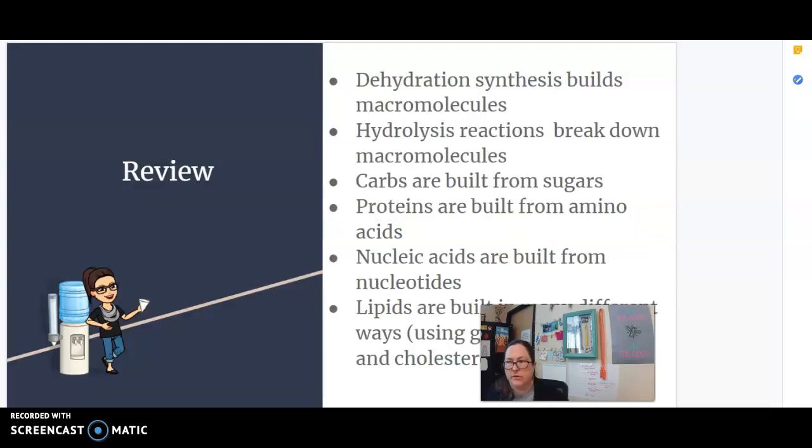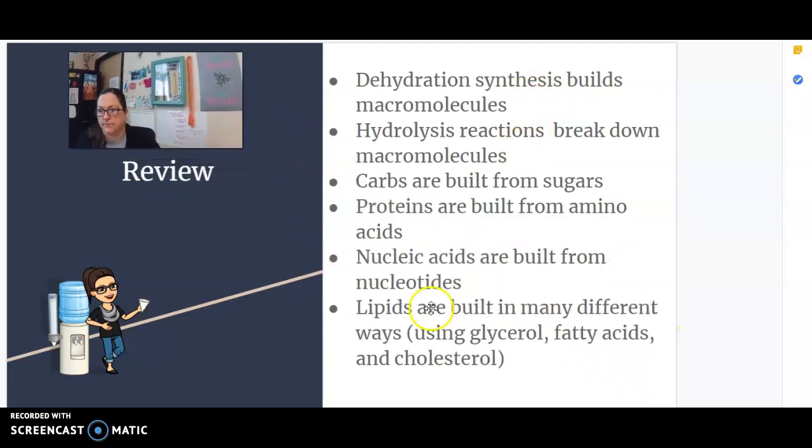Alright, let's review. Dehydration synthesis builds macromolecules. So you remove the water to join the building blocks together. Hydrolysis reactions break down macromolecules by adding that water back. Carbs are built from sugars, proteins are built from amino acids, nucleic acids are built from nucleotides, and lipids are built in many different ways using glycerol, fatty acids, and cholesterol.